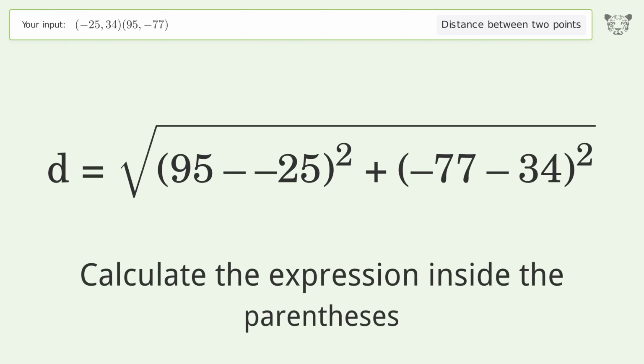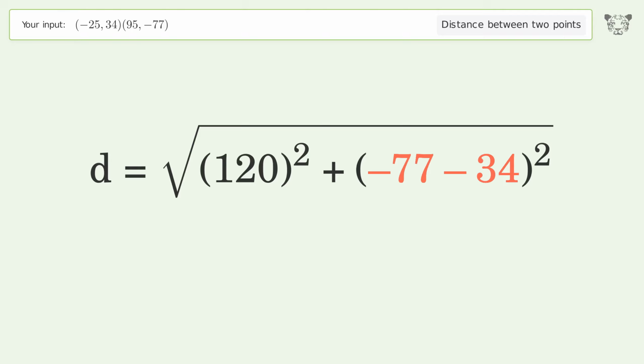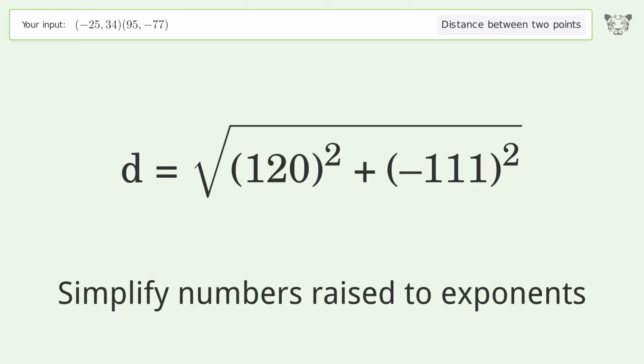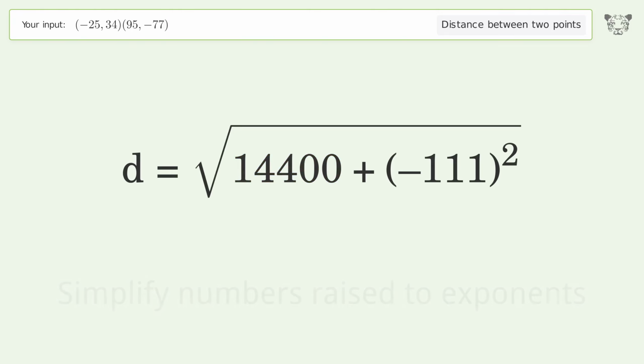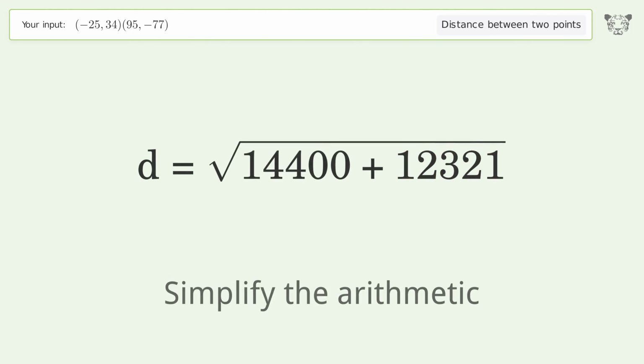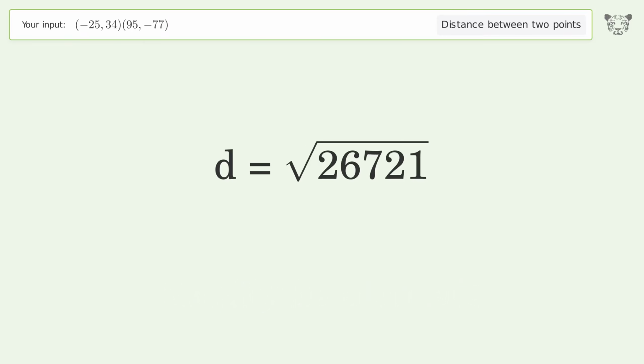Calculate the expression inside the parentheses. Simplify numbers raised to exponents. Simplify the arithmetic. And so the distance between the 2 points is the square root of 26,721, or 163.466.